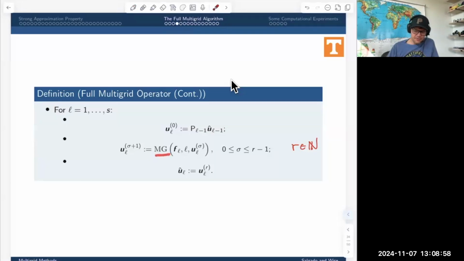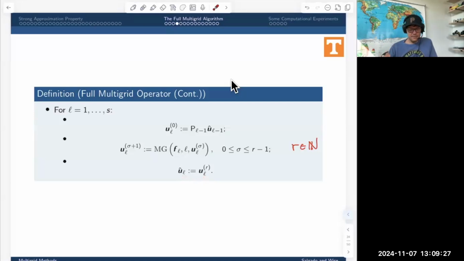We're going to run the multigrid process. This is our standard multigrid operator, not the full multigrid operator that we're defining. This is the multigrid operator that we had before. Remember, it goes down, up. And of course, if p is equal to 1, then that's just a V cycle, and if p is equal to 2, that gives us a W cycle, etc. So however many times we run this, it's going to give us an output ULR. And that's what we're going to call our next approximation at level L.